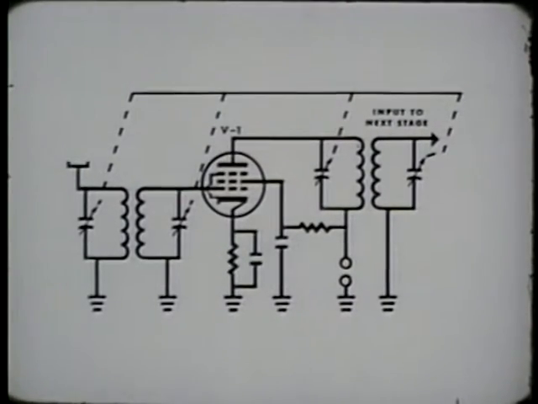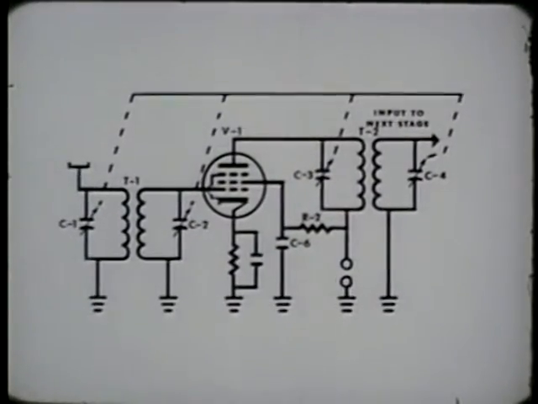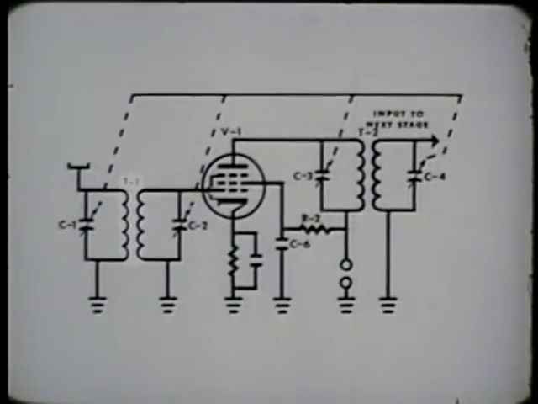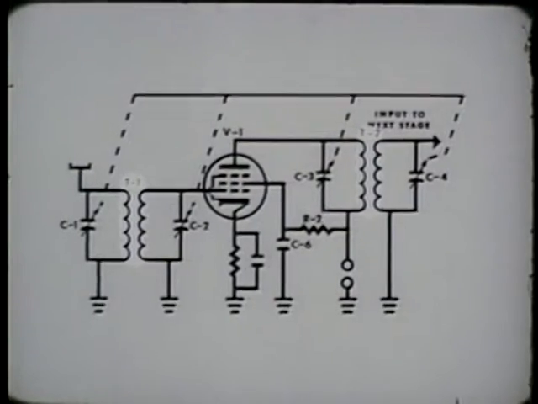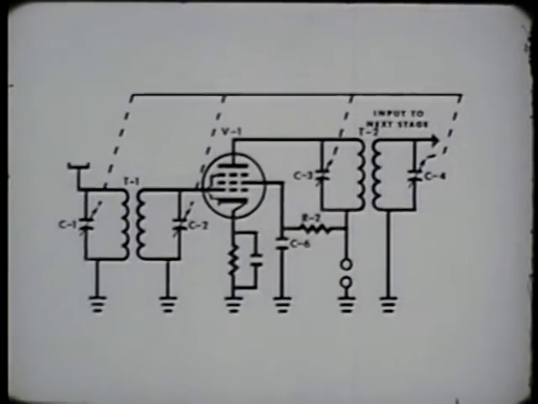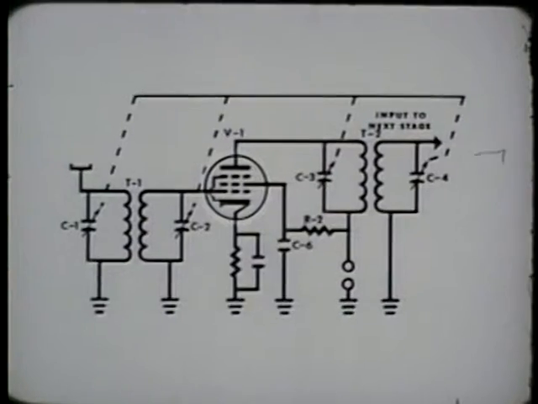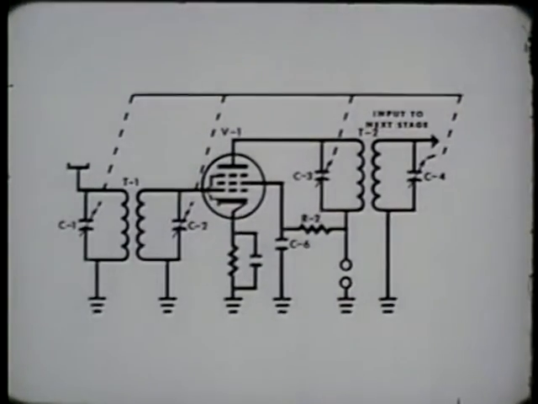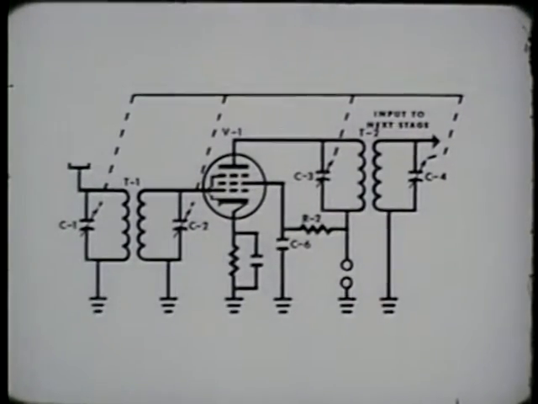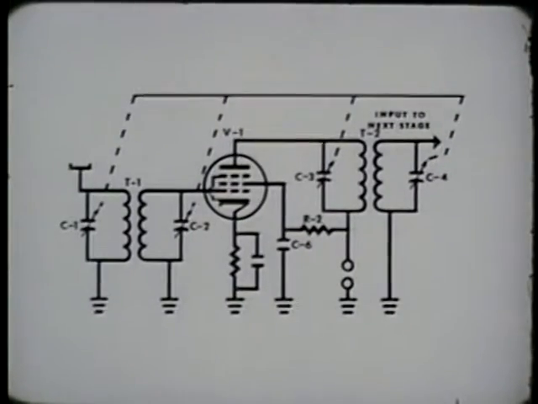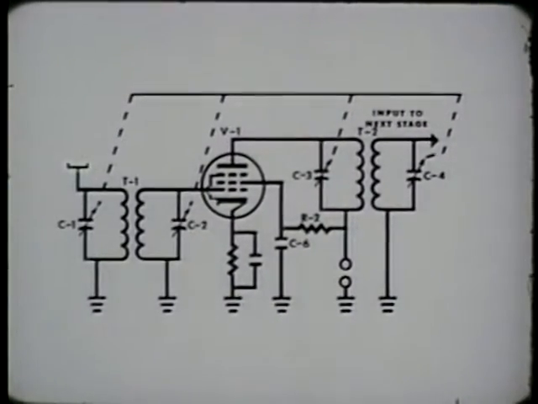Ganged tuning capacitors C1, C2, C3, and C4 make resonance circuits of T1 and T2. All these circuits may be resonant at the same frequency or at different frequencies. A pentode tube is used in this circuit to give maximum gain to the signal voltage, which arrives at the antenna in the microvolt range.